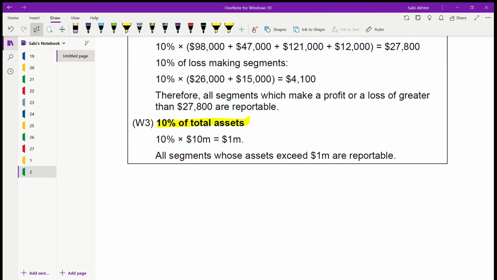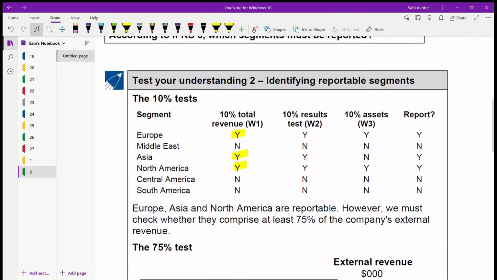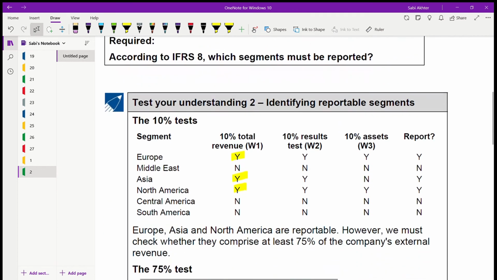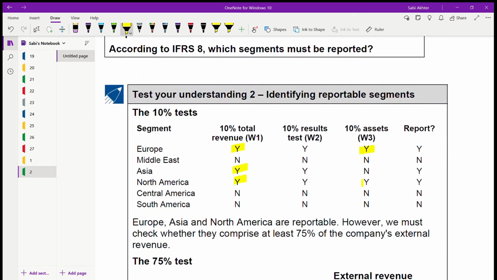So whichever segments exceed 1 million are reportable. Here if you see, this is more than 1 million, this is more than 1 million, only these two, North America and Europe. So it's yes and yes, others are no. And when it comes to whether they have to report or not, only this, this and this, according to the 75% threshold.